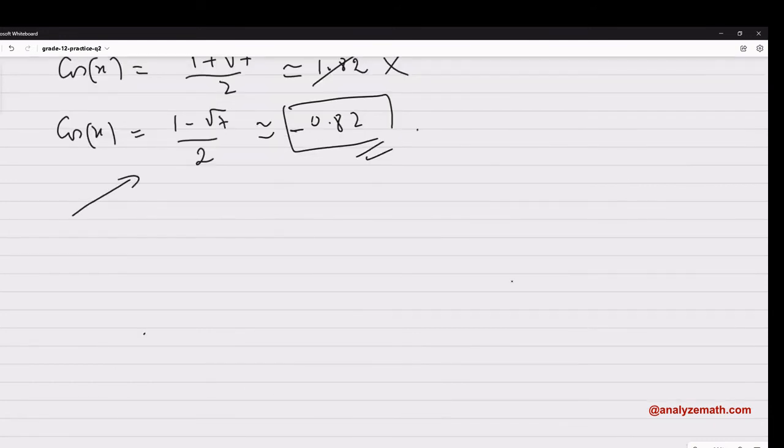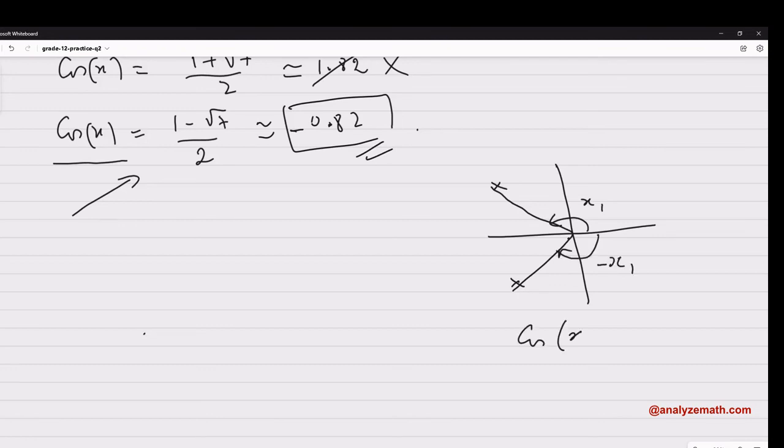So we end up with a simple trigonometric equation, cosine x equal negative 0.82, and then we need to solve this. Let's have a look at the unit circle first. Our cosine is negative, so our angle will be in quadrant 2 and quadrant 3. We will have two solutions. Let's call the first solution x1. The second solution will be automatically minus x1. Why? Because cosine x1 is equal to cosine minus x1.